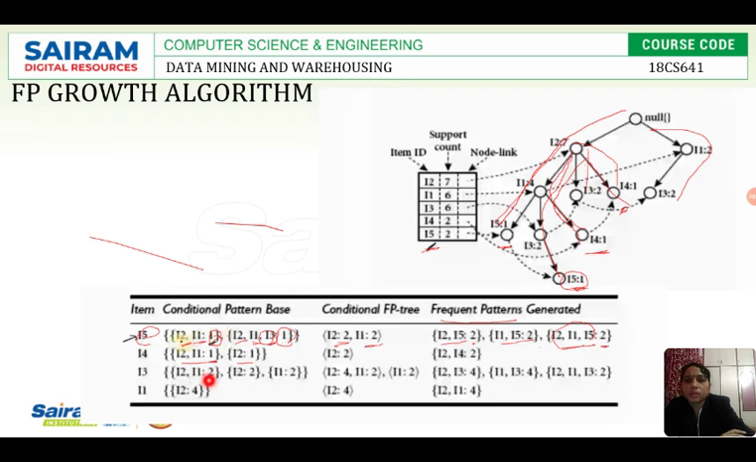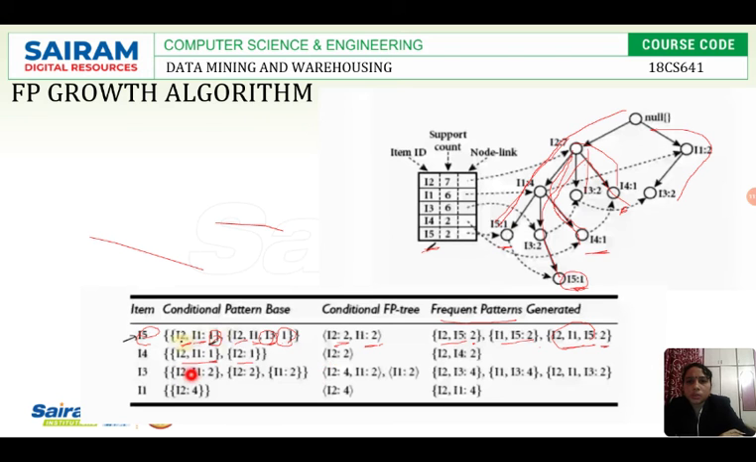See, I2, I1. Then I2, I1, I3. Then I2 with I3. Then I1 with I3. Since I2, I1, I3, I5 is already taken, so I am leaving that. See, I1, I2, I3, I5 is already taken. So I am leaving that since it is minimum support threshold. Yes.